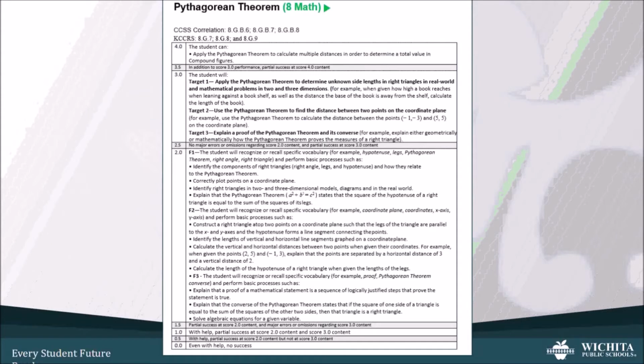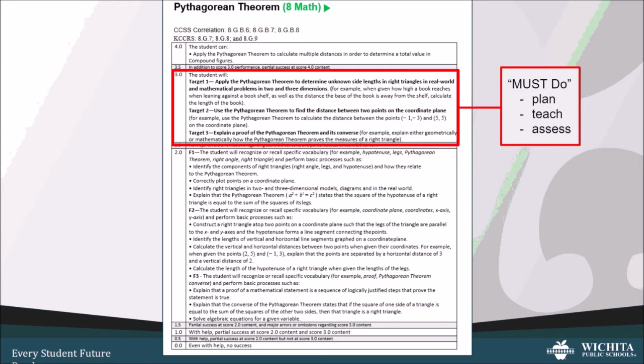So let's transition to actually looking at a scale. This is the 8th grade scale for Pythagorean theorem. When we talk about teaching from a scale, it's broken down pretty simply. If you notice, the targets always remain at the 3.0 level. These are our must-do when we come to teaching. We must plan, we must teach, we must assess off of the target. This is the main bulk of information that we have to make sure kids are exposed to and assessed on. Everything revolves around the 3.0 level.